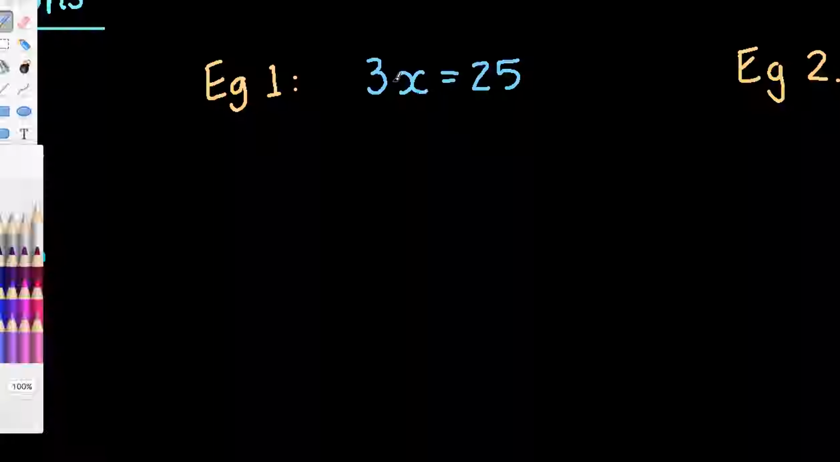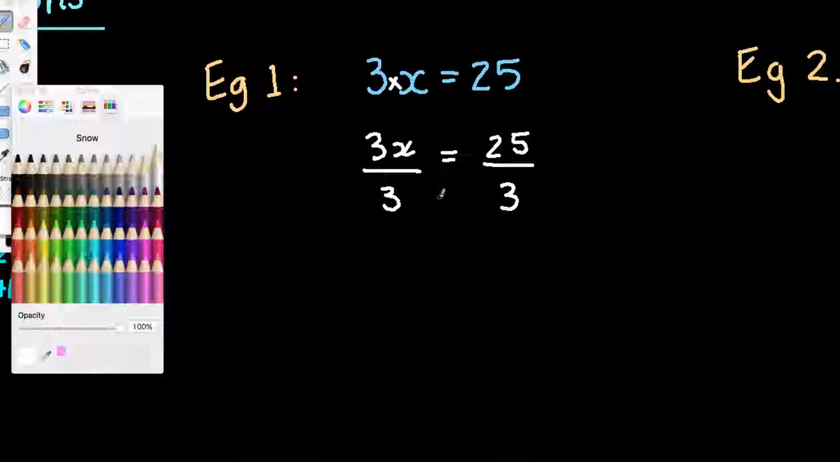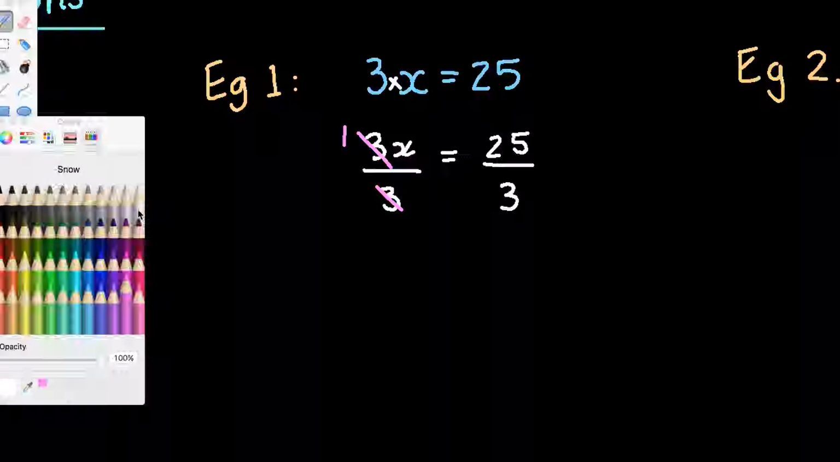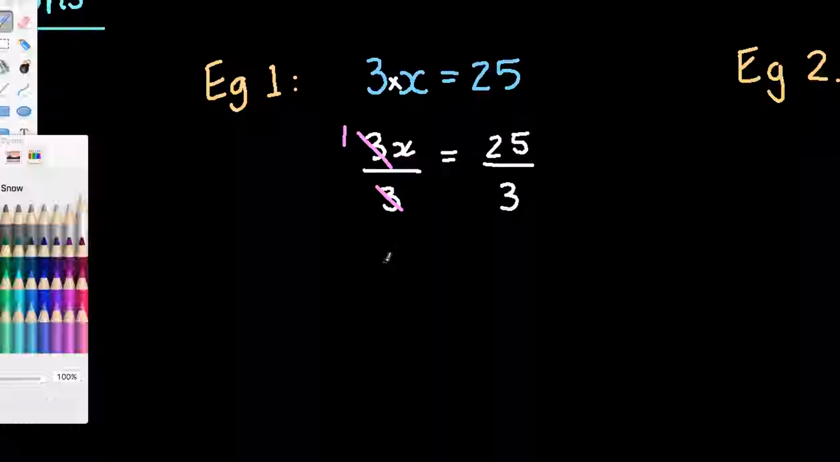I'm going to do what I did before. This means 3 times x. And the opposite of timesing by 3 is to divide by 3. Since we don't use the division symbol in algebra, we use this symbol here like a fraction, and I'm going to divide both sides by 3. The reason I did that is that on this side, 3 divided by 3 is just 1, and so now I've got 1x on this side of the equation. Over here, I've got 25 over 3.